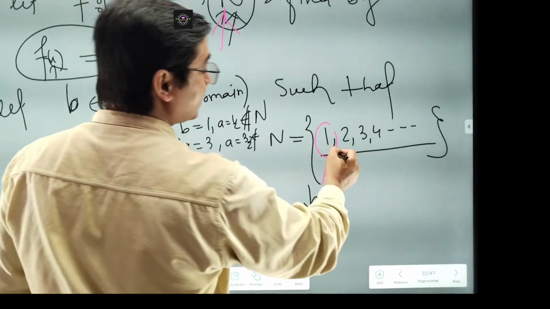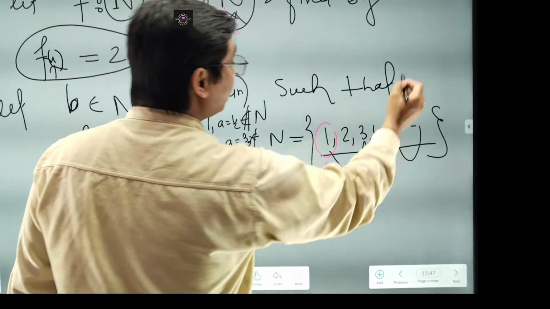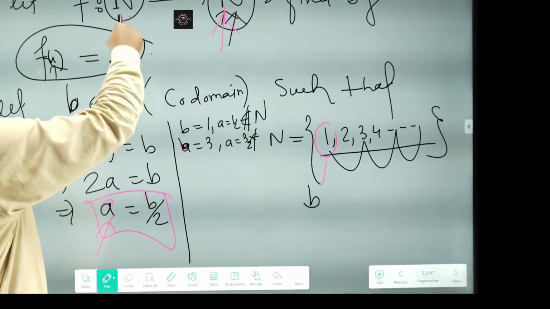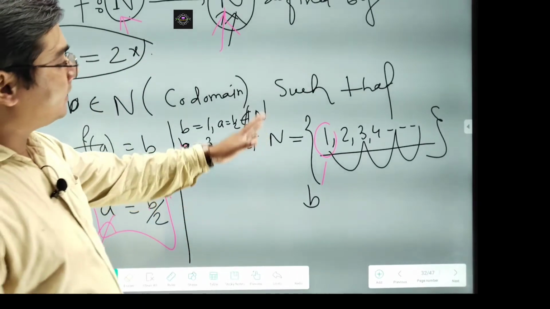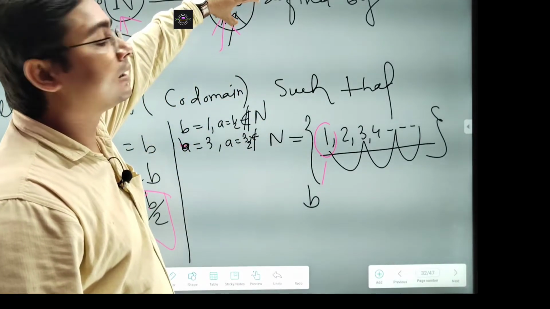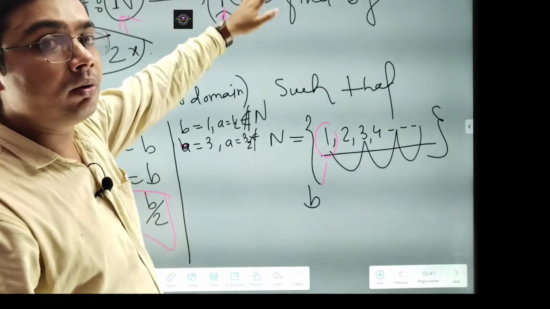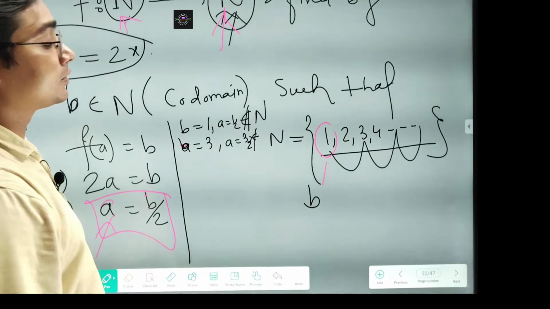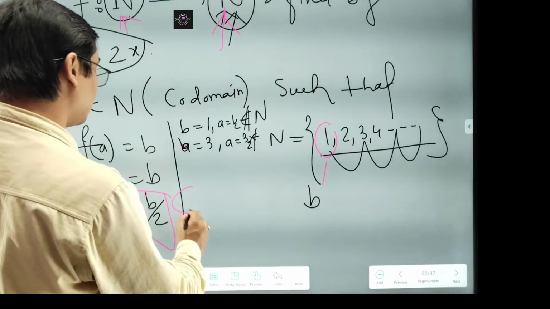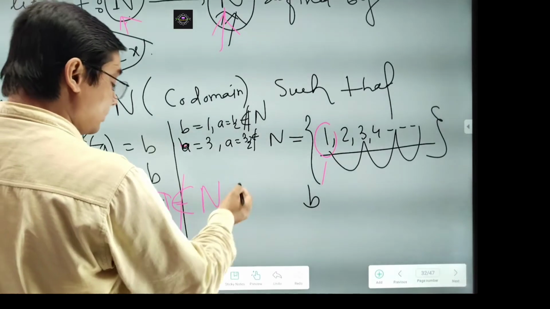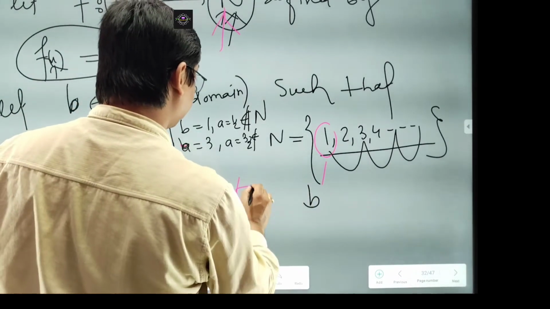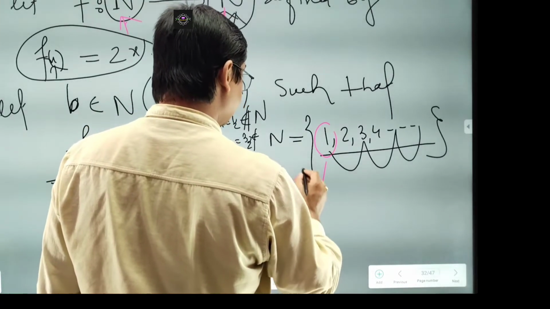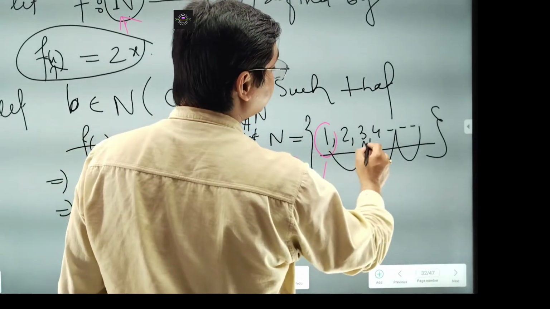So there will be many elements, 1, 3, 5. There are many such elements for which we will not find a here. There are many elements in this capital set N which have no preimage in this set. That means this function is not onto. For some b belonging to capital N, there will be some b like 1, 3, 5.